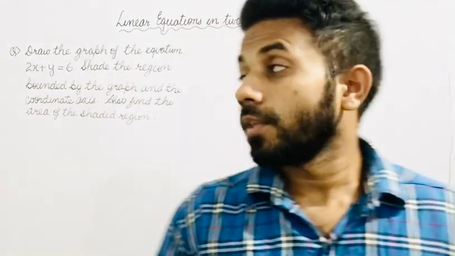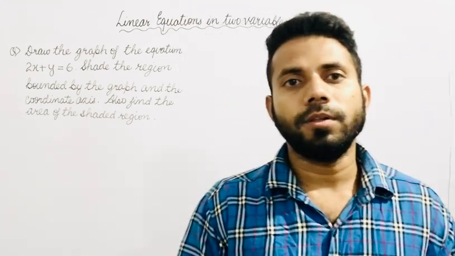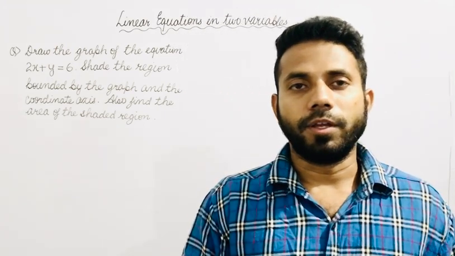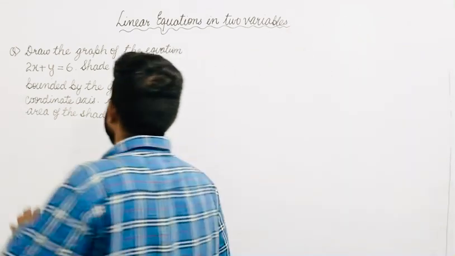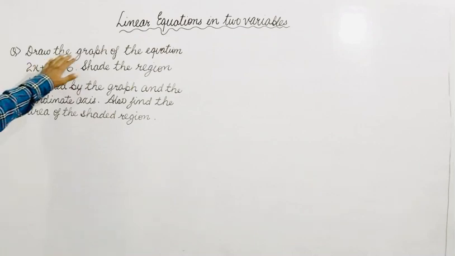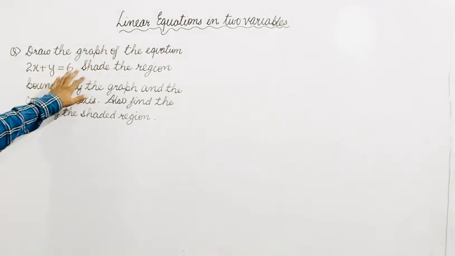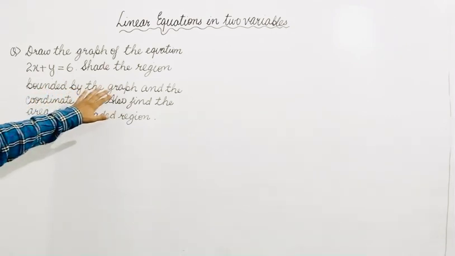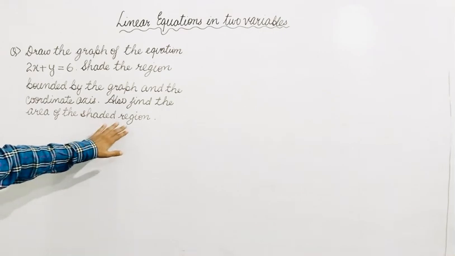Hello students, today we will study how to draw a graph of a linear equation in two variables and find out the area between the line and the two coordinate axes. So we have been given a question. Draw the graph of the equation 2x plus y equals 6. Shade the region bounded by the graph and the coordinate axes. Also find the area of the shaded region.